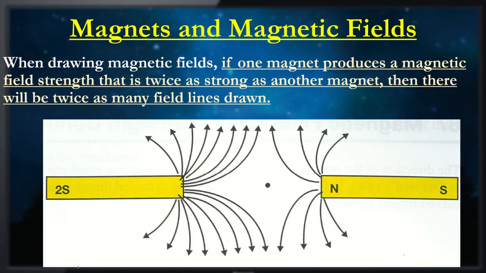Okay, next one is, what if we have a stronger magnetic field than the others? Over here we have double the strength of the magnetic field, and we have the single one here. Well, you simply have to draw twice as many magnetic field lines. If the magnetic field is twice as strong, then you need twice as many field lines to represent the difference in magnetic field strength. So that's what you see here.